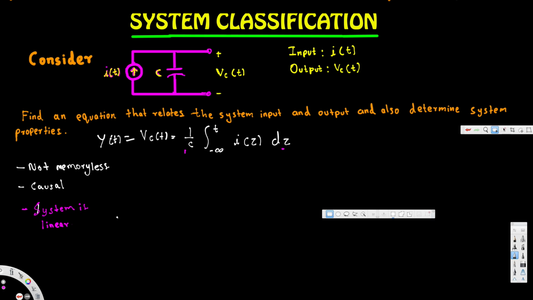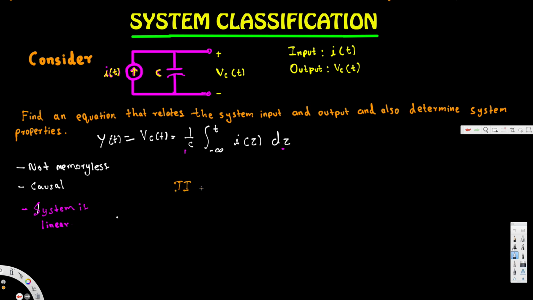Okay, now we are going to check whether this system is time invariant. So what I'm going to do is, first I'm going to delay the time. So let's say y of t. We have this equation right here. I'm checking time invariance.